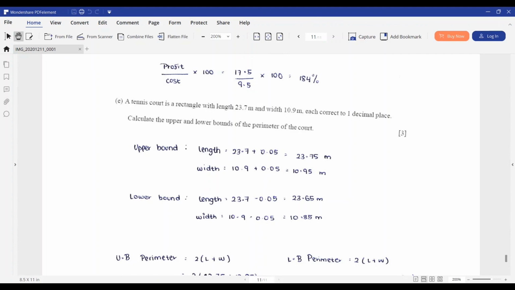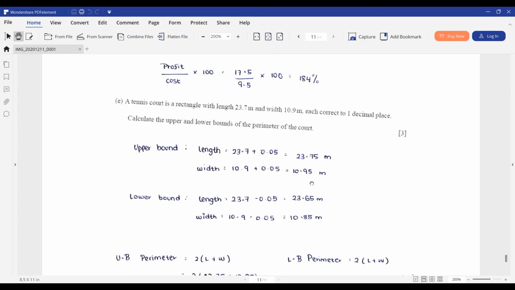So how do we find the upper bound? We see that it's correct to one decimal place, so we take one decimal place as in 0.1. Take 0.1 divided by 2. That is 0.05. For the upper bound, you take the original length and add 0.05. So the maximum length this tennis court could be is 23.75. For the width, it's 10.9 plus 0.05, which is 10.95. So these are the upper bound dimensions.